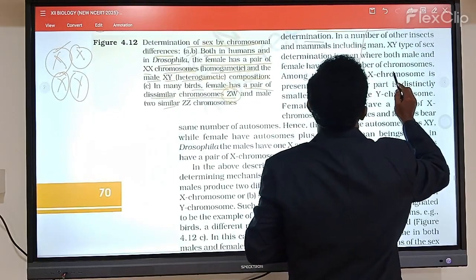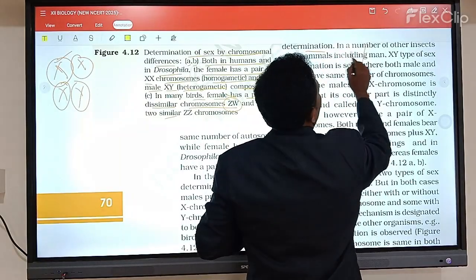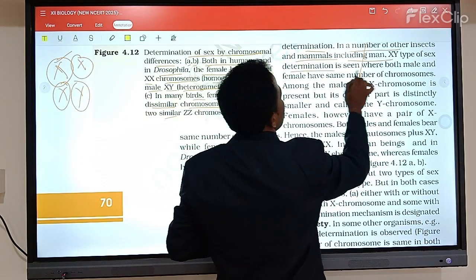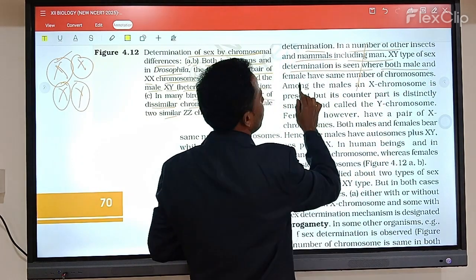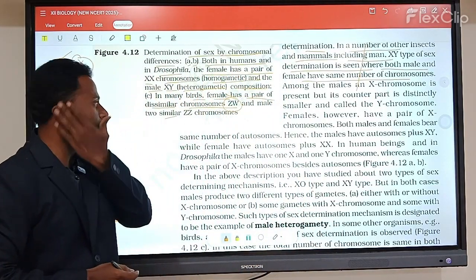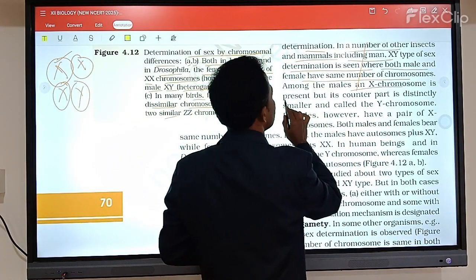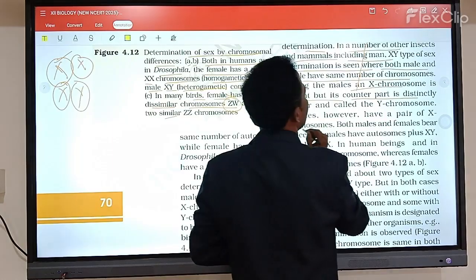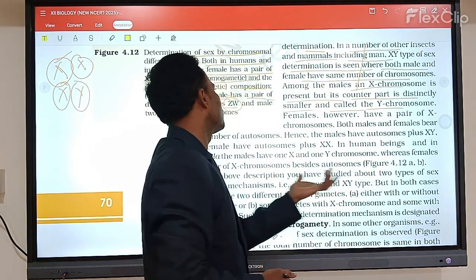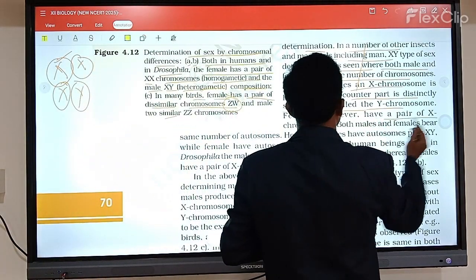In a number of other insects and mammals, including humans, an XY type of sex determination is seen, in which both male and female have the same number of chromosomes. So in some insects we notice XY chromosomes and XX chromosomes. Among the males, an X chromosome is present, but its counterpart is distinctly smaller, called the Y chromosome. That smaller one is present in males as the Y chromosome, and females have a pair of X chromosomes.